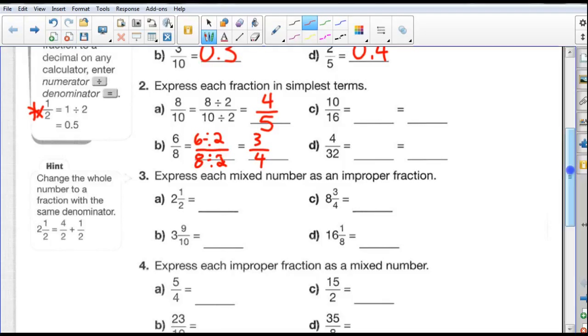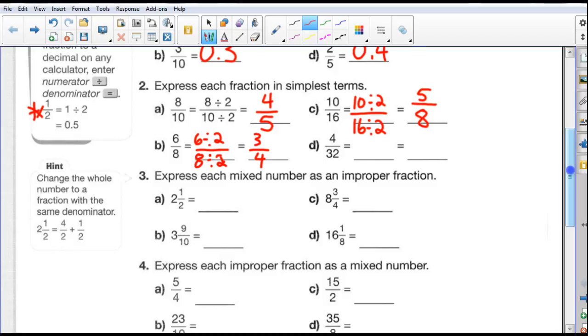10/16. Well, what number divides equally into 10 and 16? The largest number, and the only one I can think of is the number 2 as well. So 10/16, we're going to take 10, divide that by 2, all over 16, divide that by 2. 10 divided by 2 is 5, and 16 divided by 2 is 8. So 10/16 is equivalent to 5/8.